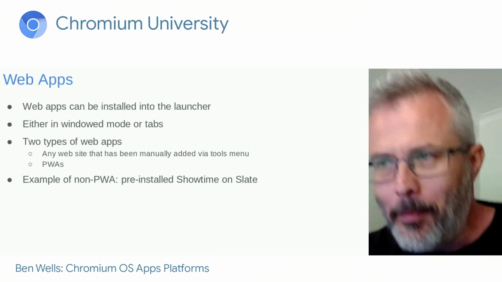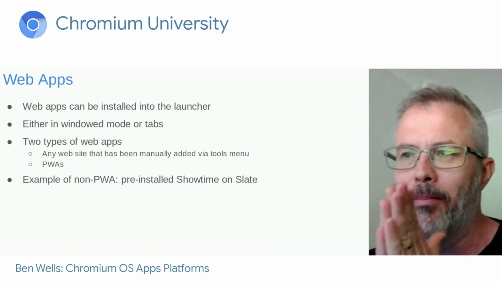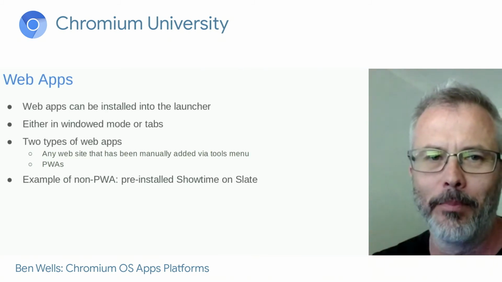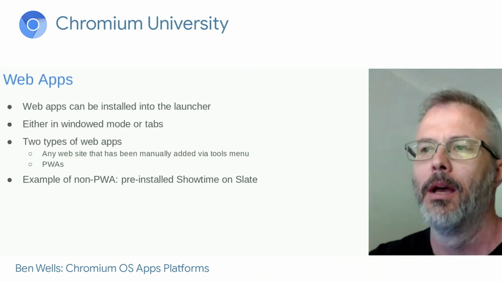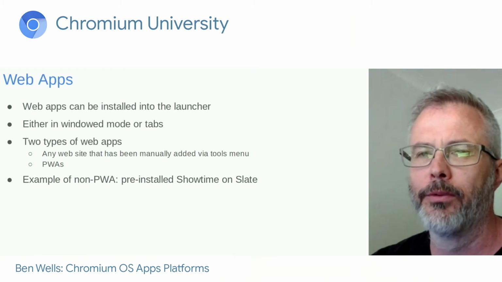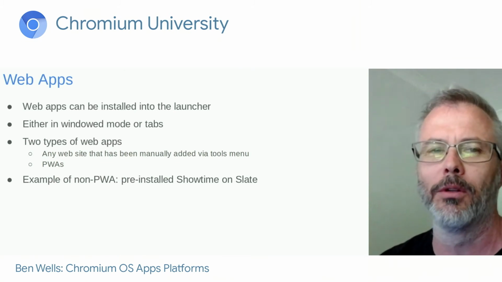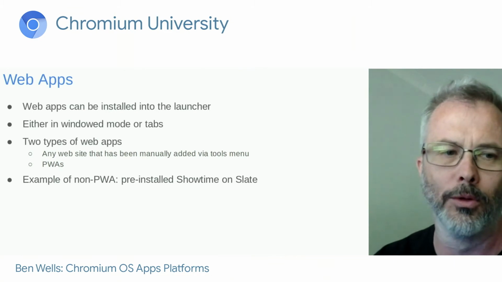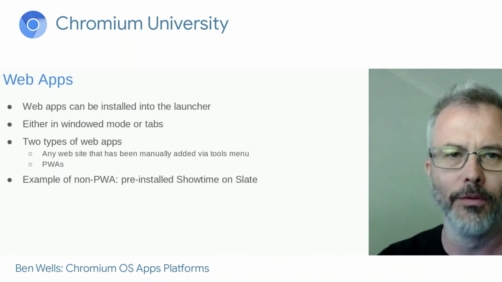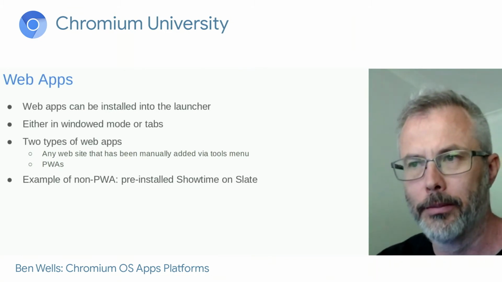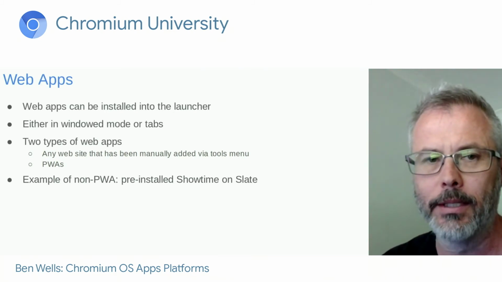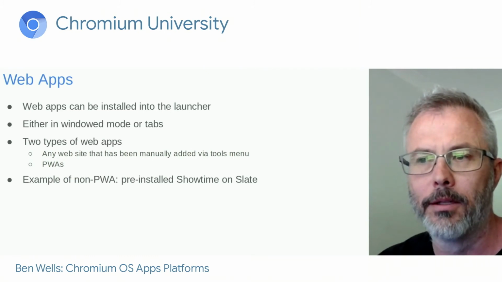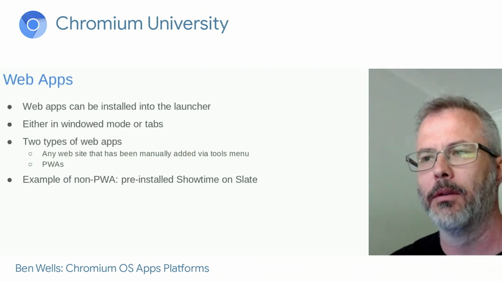Moving right along. Web apps. So web apps, it's a bit of a confusing name. We've got PWAs and just web apps generally. So for purposes of this talk, let's consider web apps as apps that have been added into your launcher, and so you can pin them to your shelf and you can run them from your launcher. On Chrome OS, these can be run either in windowed mode or in tabs. There's two types of web apps.